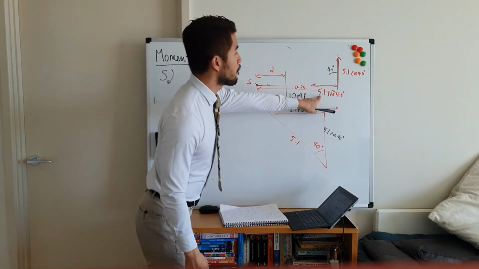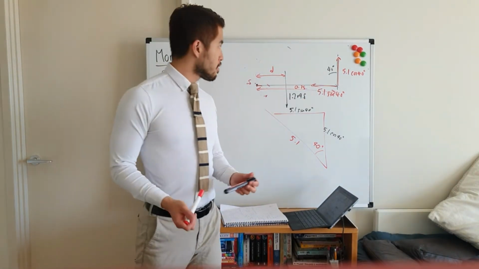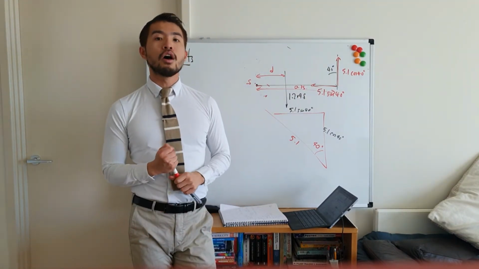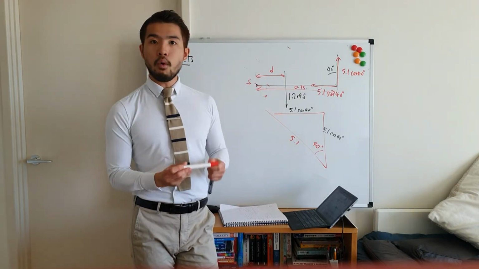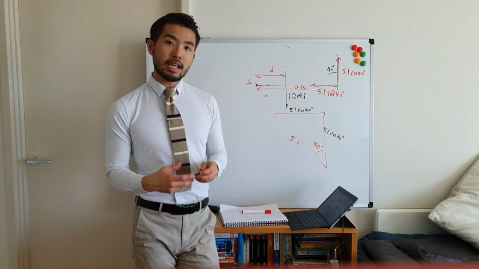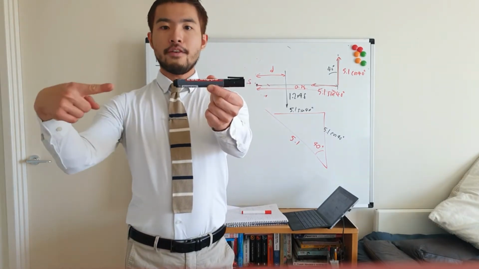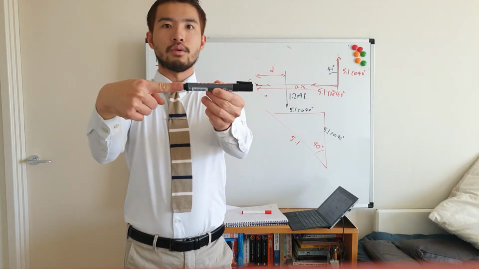So how about the 5.1 sine 40 degrees? If you look at this thing, this actually does not contribute to the turning effect of the rod. Why? I can explain it in two different ways. Look at this pen. If I put force in here, is this going to turn? No.